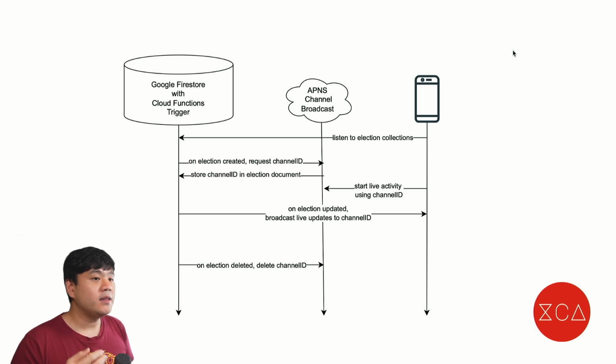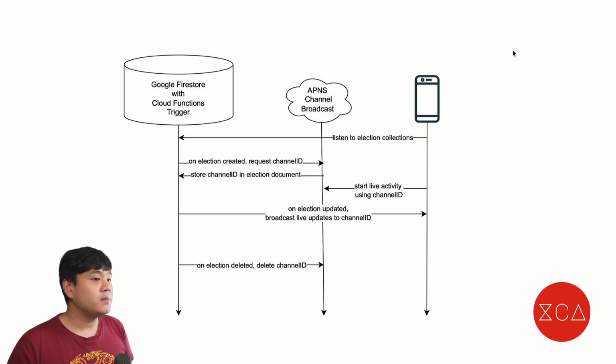And next, for the update document, it will trigger the code to broadcast the live activity updates to all the subscribed client devices given the channel ID using the APNS channel broadcast API. And on the delete document, it will trigger the code to delete the channel ID related to our application ID or bundle ID using the APNS channel management API.